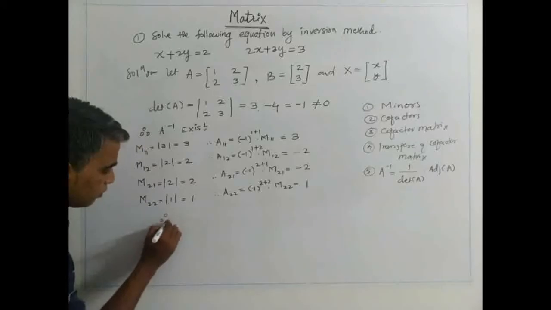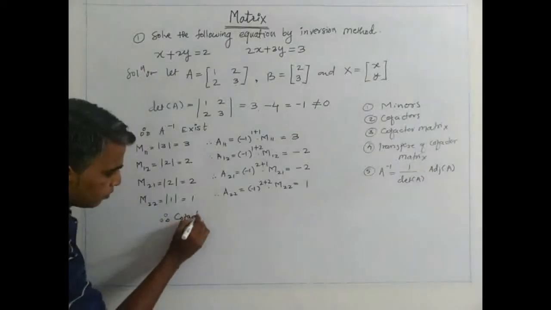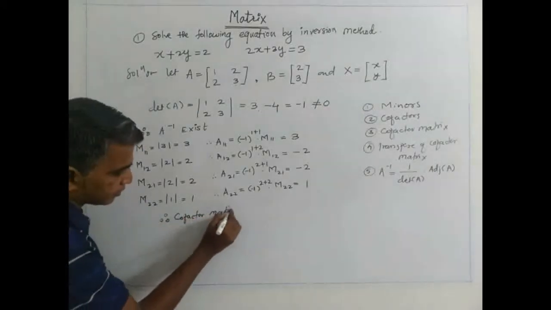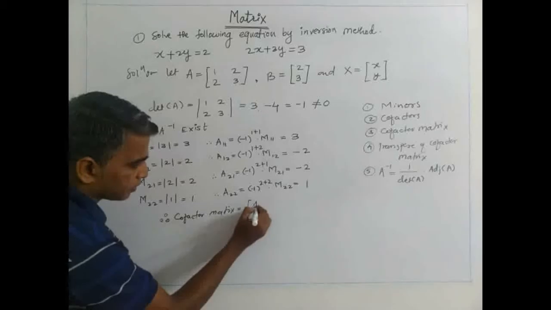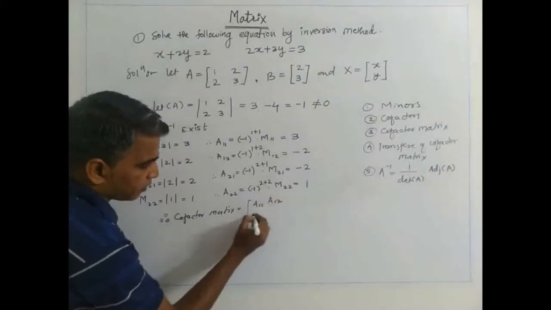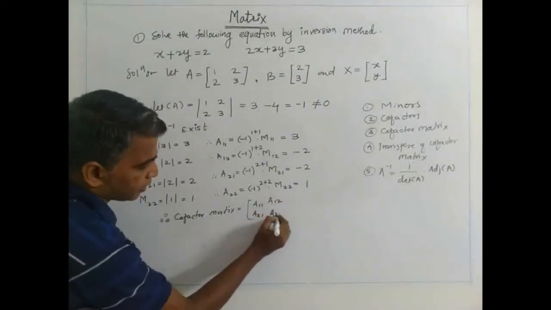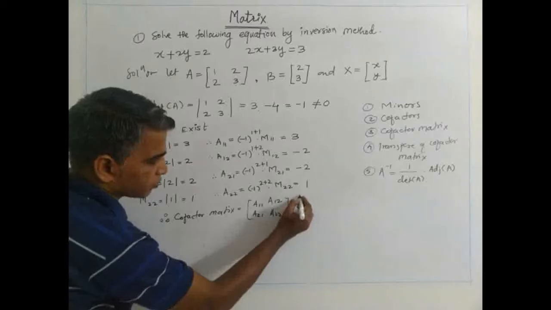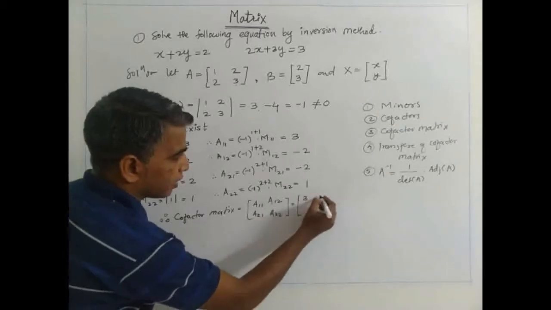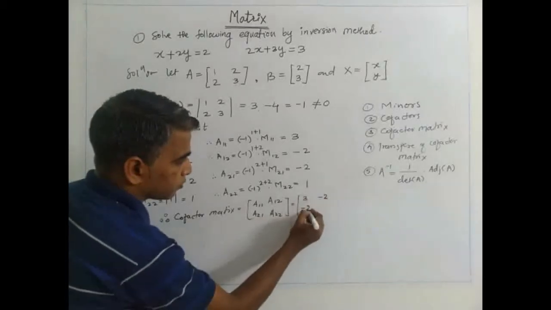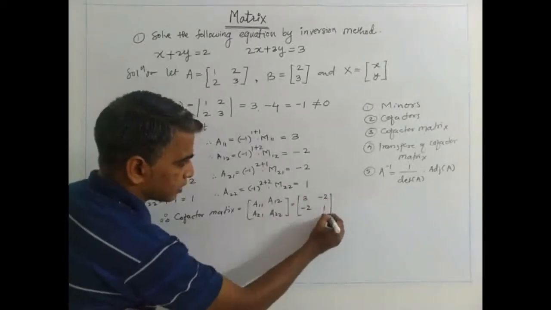Therefore the cofactor matrix is equal to A11, A12, A21, A22. Substituting all the values we have: 3, minus 2, minus 2, 1.